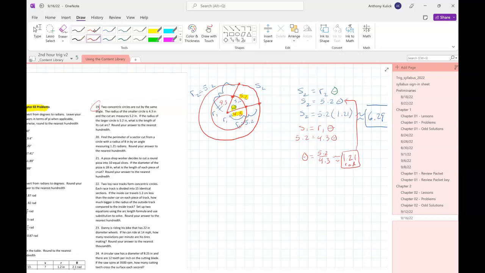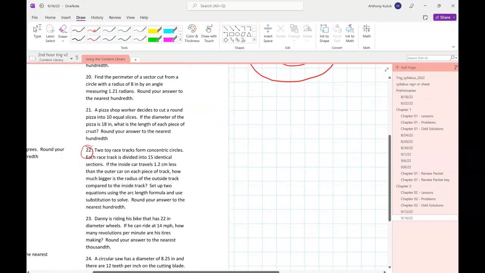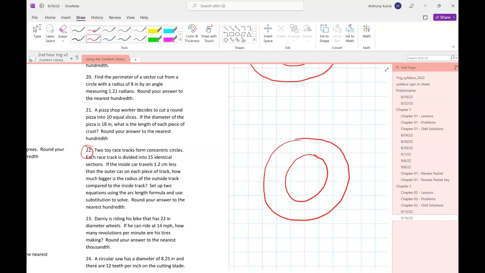Did you have another one you want to talk about? We talk about 22. Sure. Oh, same kind of problem. Two toy racetracks form concentric circles. Okay. So we've already talked about what that means. Each racetrack is divided into 15 identical sections. Okay.